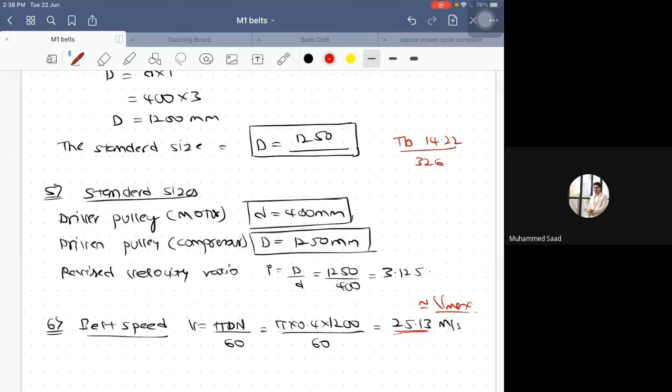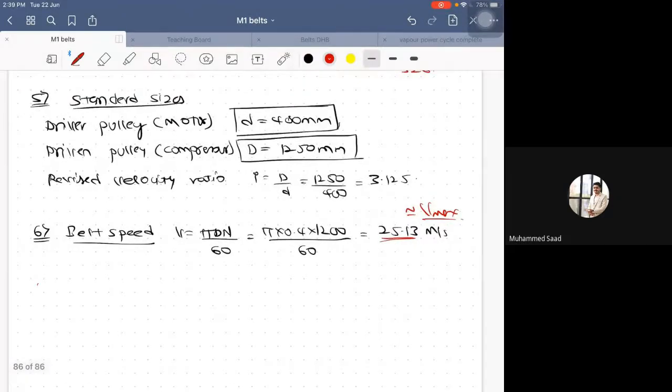Okay. So always have a check once you calculate V. Just have a comparison between Vmax and the actual speed. Next, you calculate approximate center distance. Why approx? Because the exact center distance you cannot calculate as of now. So first calculate approx center distance.